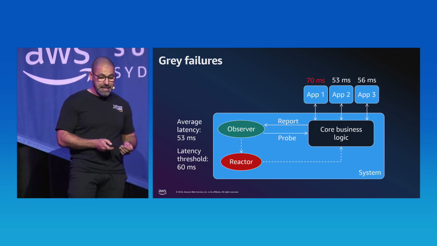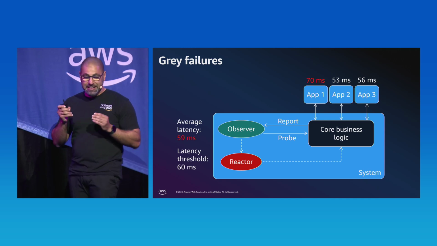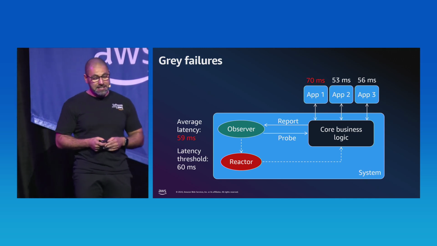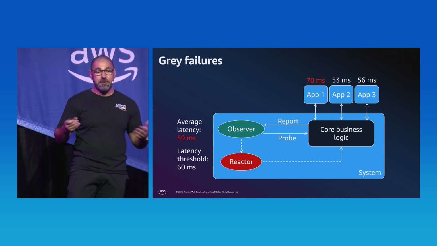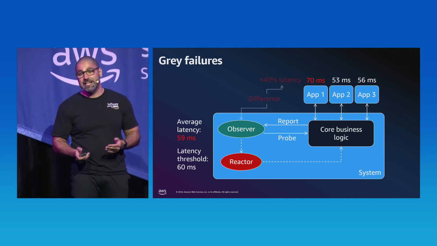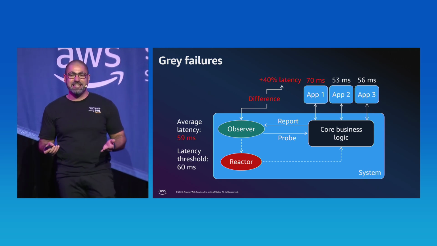The average latency is increased to 59 milliseconds. What you'll see here is that this number is still less than the latency threshold, meaning the monitoring is telling us that everything is fine, everything is green. But as a matter of fact, application 1 has seen an increase of 40% latency. So there's an obvious discrepancy here.